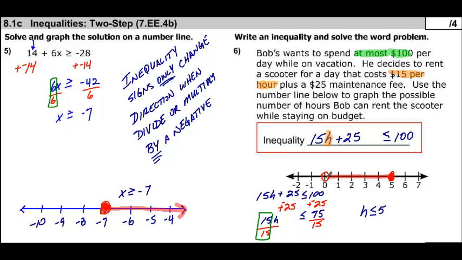That'd be like Bob walking into the shop and saying, hey, guess what? I don't want to rent a scooter. I mean, actually, I do want to rent a scooter, but I want to rent it for 0 hours. Here's my $25 maintenance fee. Thanks a lot. You figure Bob didn't wear a helmet the last time he rode a scooter. He hit his head. He's making stupid decisions. Bob's not going to rent for 0 hours. So Bob's going to rent a scooter for some amount of time, up to and including 5 hours.